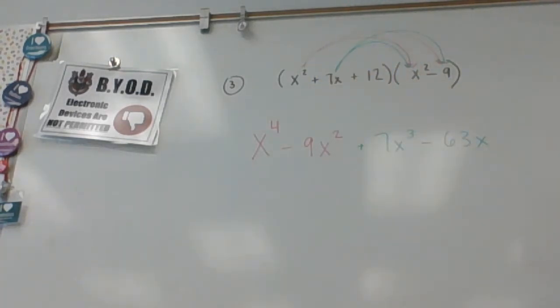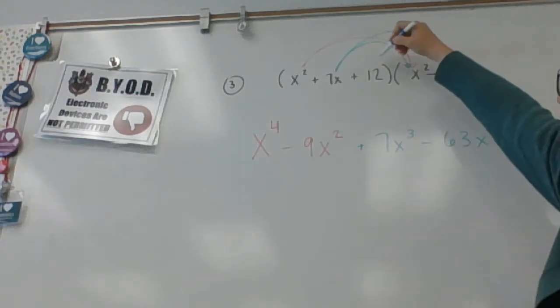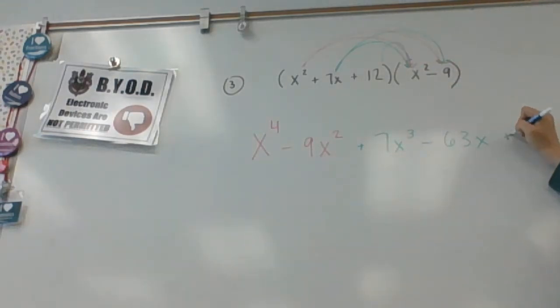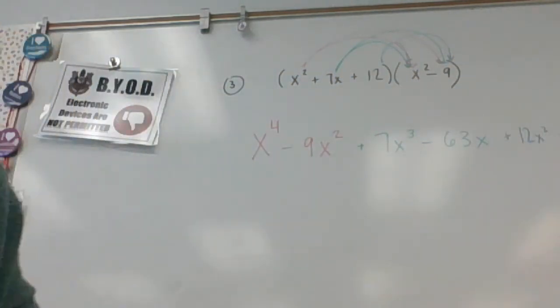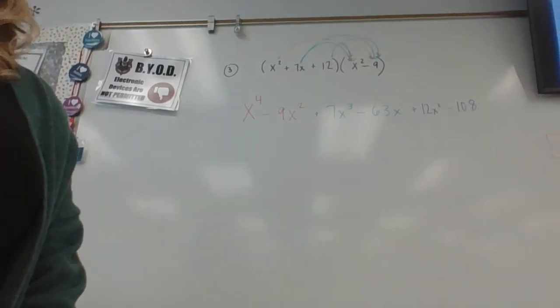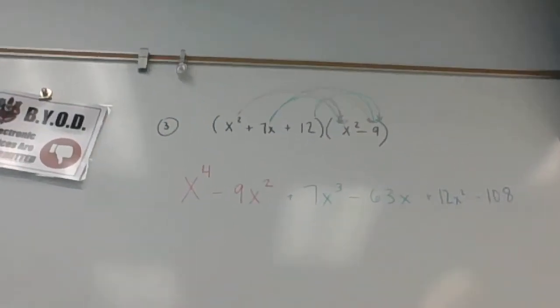Yeah, I like that way better too. So now we'll do 12 times x squared and 12 times 9. Numbers. That is a lot. Let's combine them and shorten it.